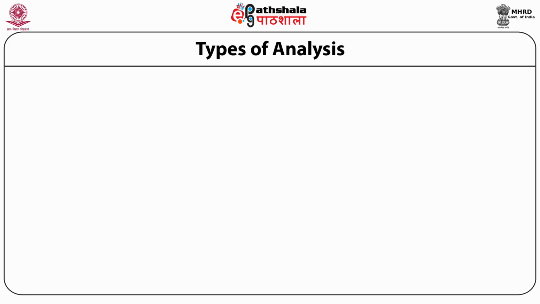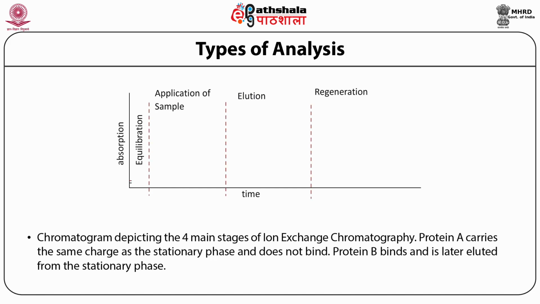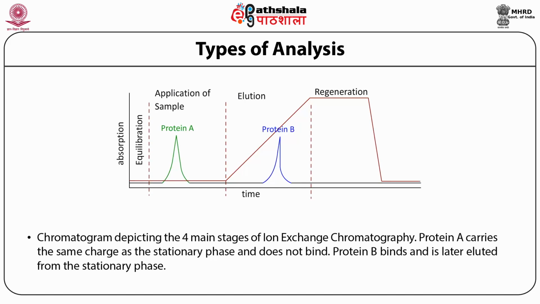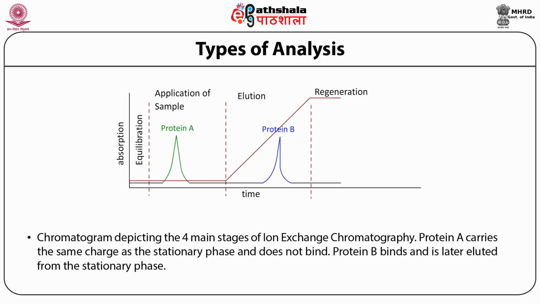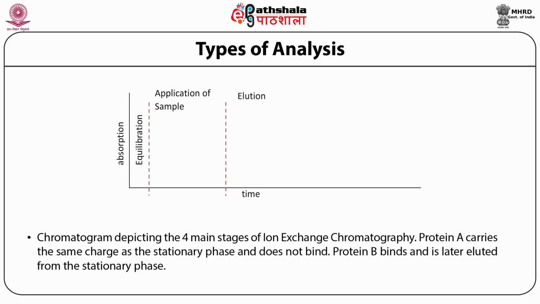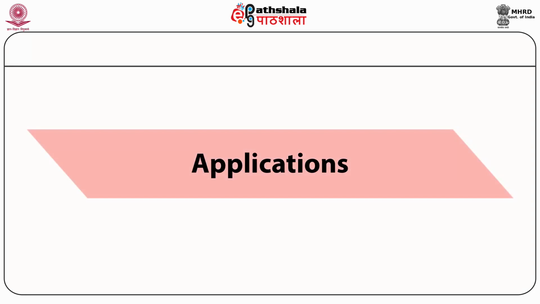You can see a chromatogram. The chromatogram is depicting the four main stages of ion exchange chromatography, that is equilibration, application of sample, elution, and regeneration. Protein A in the chromatogram carries the same charge as the stationary phase and does not bind. Protein B binds.